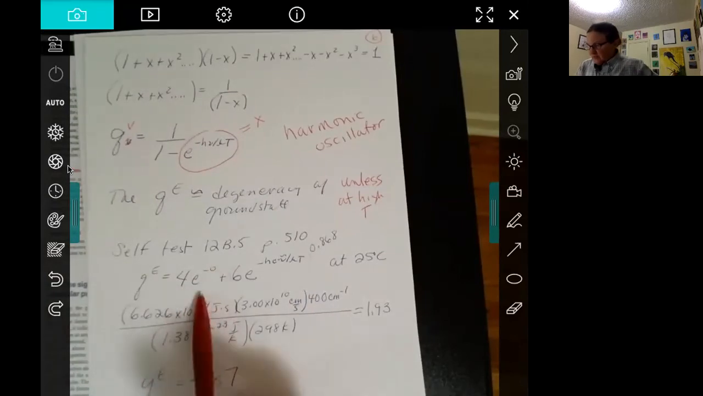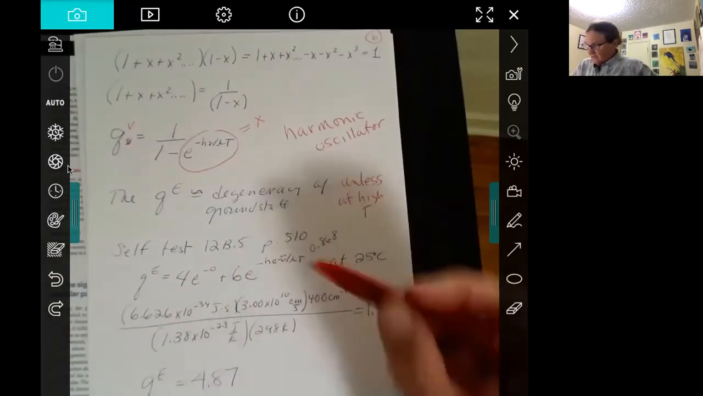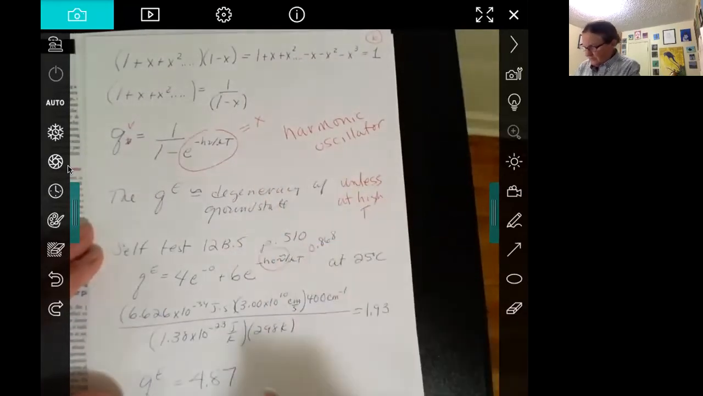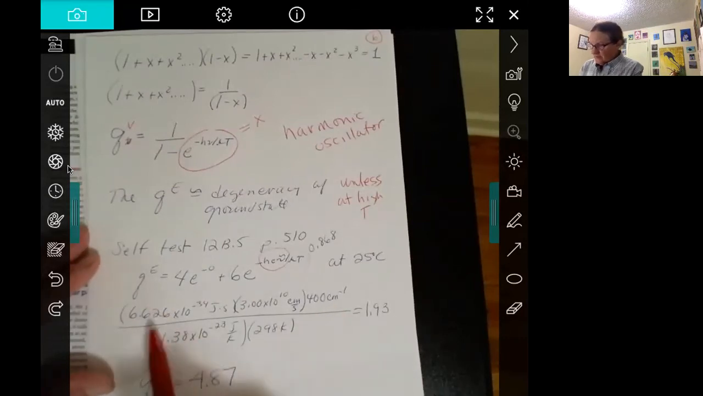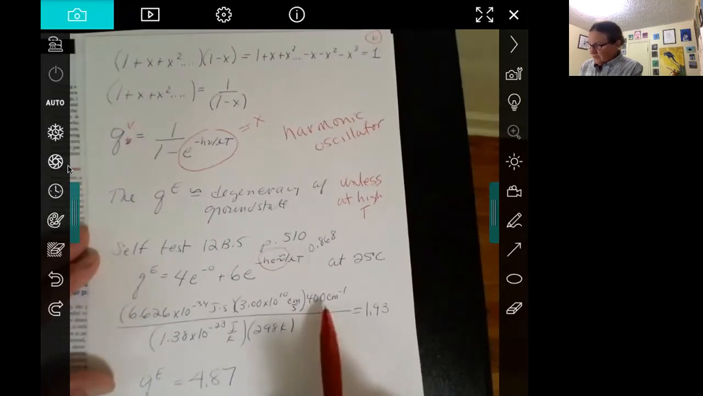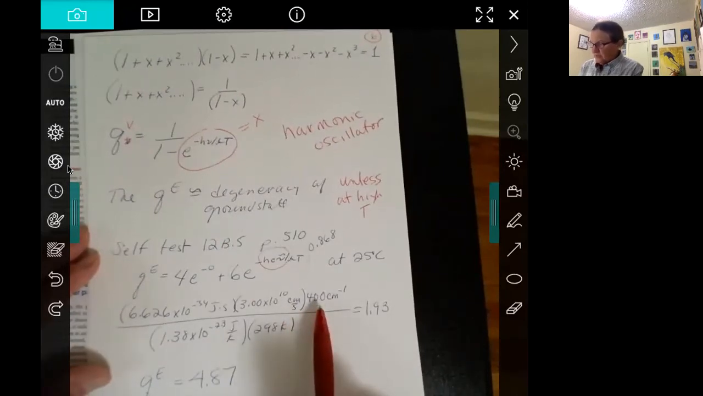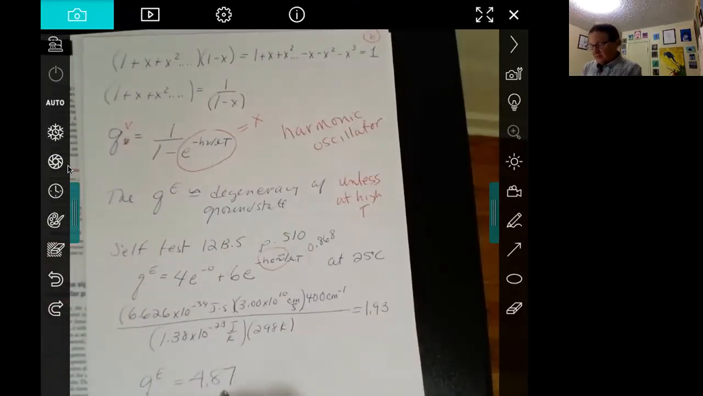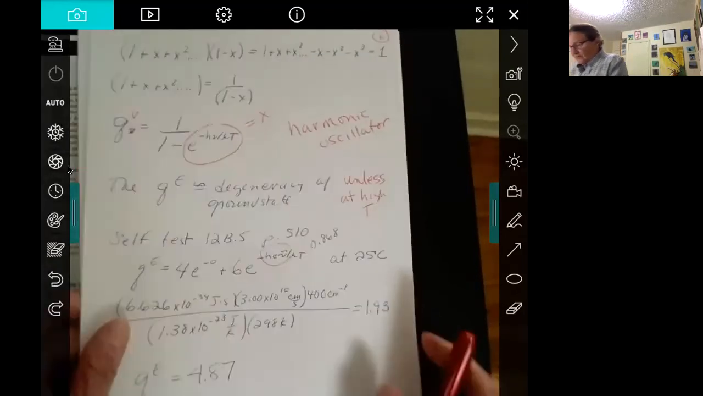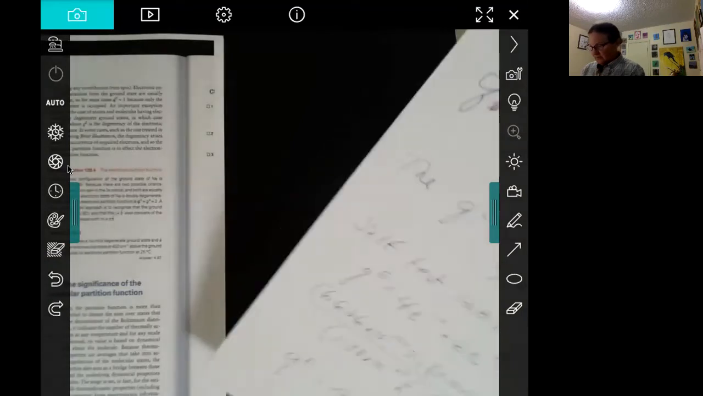So 4 times e to the minus 0, and then 6 times e to the minus, and we just have to put the energy in. So it tells us that it's 400 reciprocal centimeters above the ground state. So Planck's constant times the speed of light. If you put it in centimeters, you can just put in the frequency in reciprocal centimeters divided by Boltzmann's constant times temperature, which is 1.93. And so you get an electronic partition function that's a little bit more than the degeneracy of the ground state, but not too much, 4.87. So 4.87 states are populated at 25 degrees.